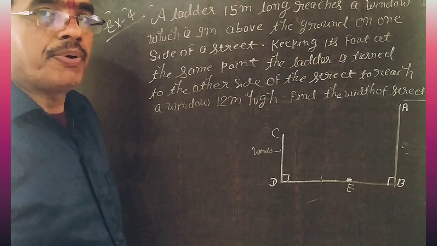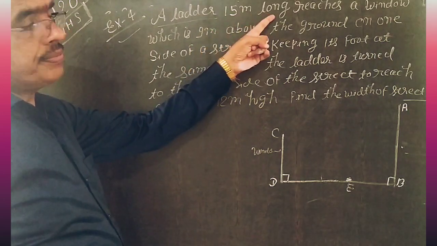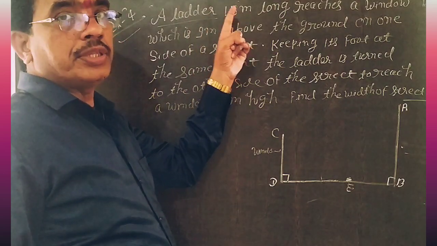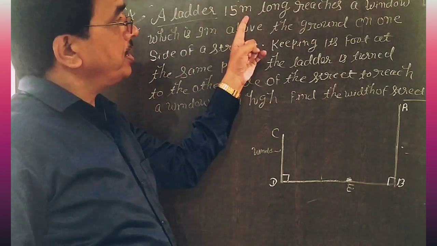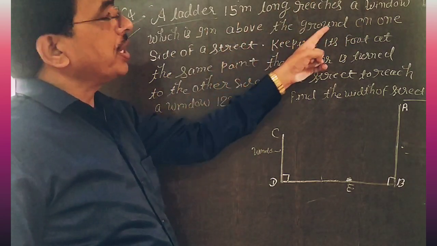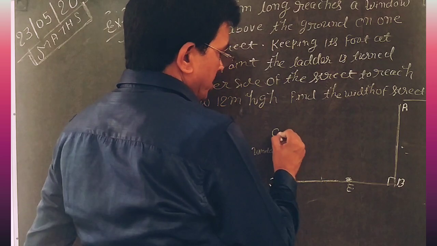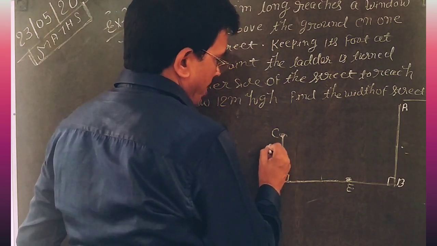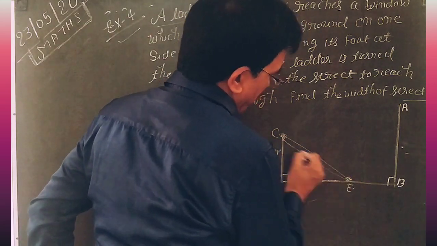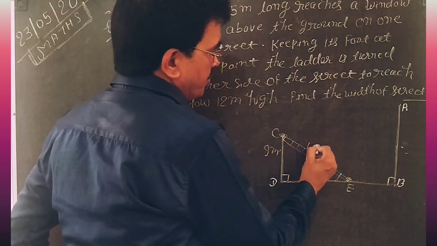Now see example 4. A ladder 15 meter long reaches a window. A ladder 15 meter long, that means the length of the ladder is 15 meter. It reaches a window which is 9 meter above the ground. Here is the ground, and from this point the window is 9 meter above. Suppose it is the window, 9 meter above the ground, and the ladder reaches it. The ladder is 15 meter.